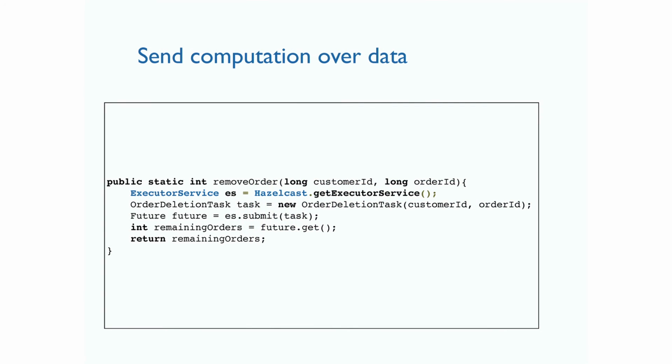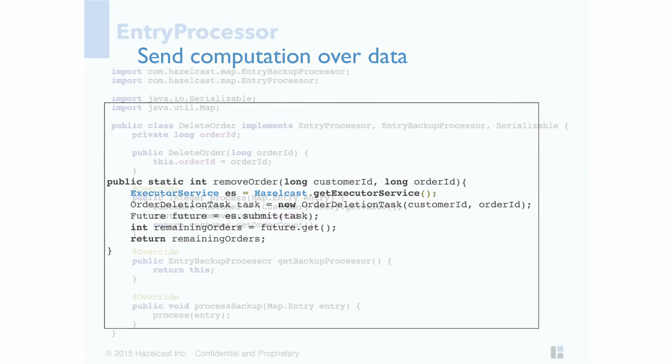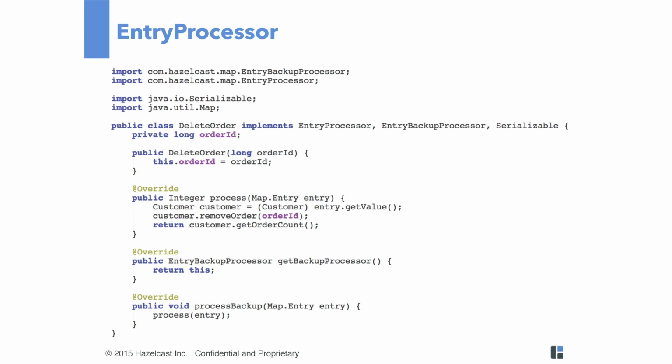With the API, you say Hazelcast get executor service, you create the task, you submit, you get the value. So this is how you end up implementing it, right? Can we make it better? Yes, we can, with the entry processor.